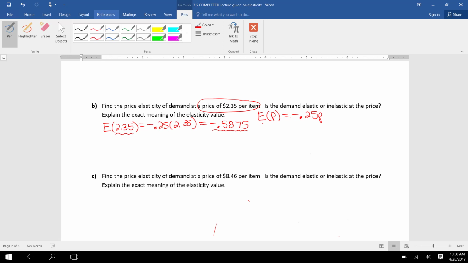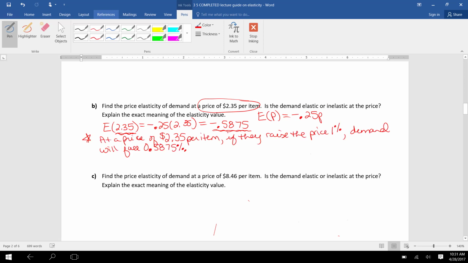So let's do that. This is saying at a price of $2.35, if they raise the price 1%, demand will fall 0.5875%. Since our elasticity value, negative 0.5875, is a number between 0 and negative 1, we know this is inelastic. Since the raising of the price, 1% raise in the price, is more than what happened to the fall in demand, dropped about 0.5%, we know we should raise the price because doing so will increase revenue.